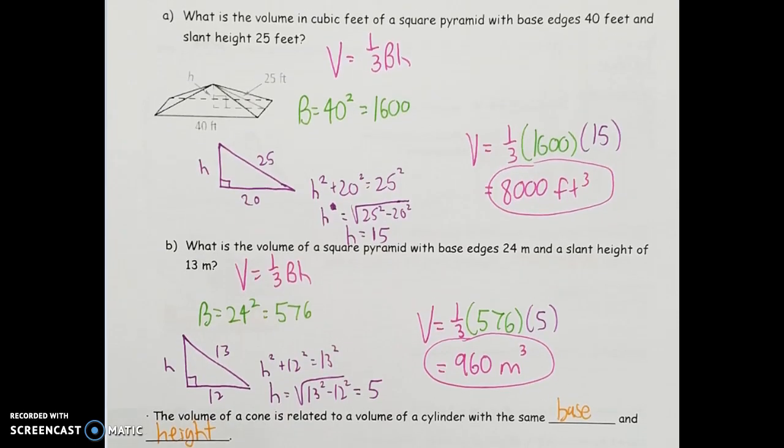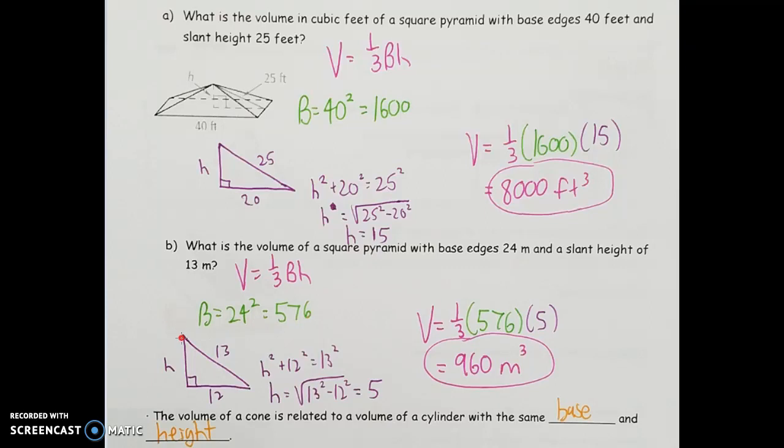Next question, same sort of idea. We're given a square pyramid. We're also given a base edge and a slant height. So if I'm looking for the volume, still 1/3 of the base area times its height. Base area, again, since it's a square, would just be 24 squared. So that's 576.